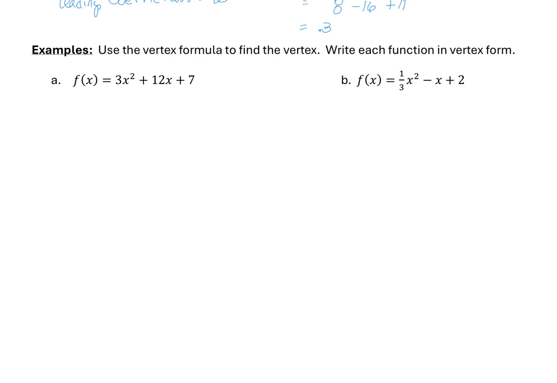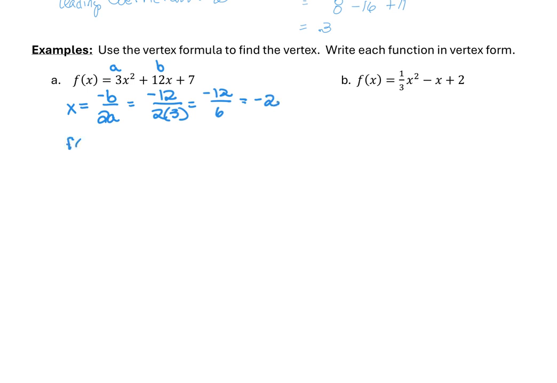Again, we're going to take the shortcut for this. So for instance, we want to start by finding the vertex using our vertex formula. For example A, if we plug into our vertex formula, we have negative b over 2a. We get negative 12 is our b value, and a is 3, and so we get negative 12 over 2 times 3. If we simplify this, we get negative 12 over 6, which is equal to negative 2.